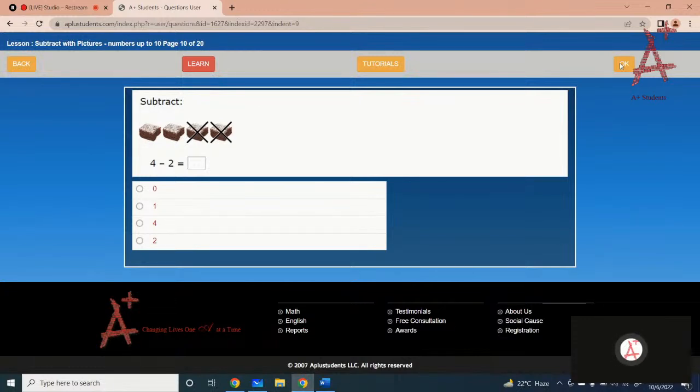So you are left with 4 take away 2 is, very good, it's 2. 1 and 2, you are left with 2. Yes, it is 2. Very good.